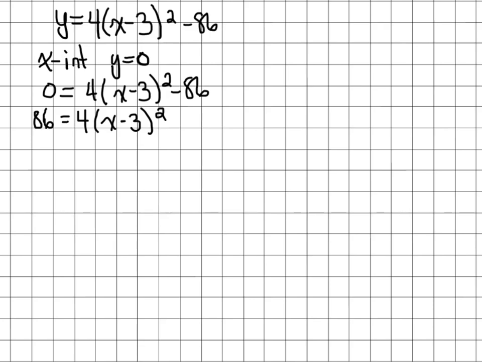Pardon me. So I have 86 divided by 4 is equal to x minus 3 all squared. So in order to get rid of something, I do the opposite operation. Because I was multiplying by 4, I'm now dividing by 4. This becomes 21.5.